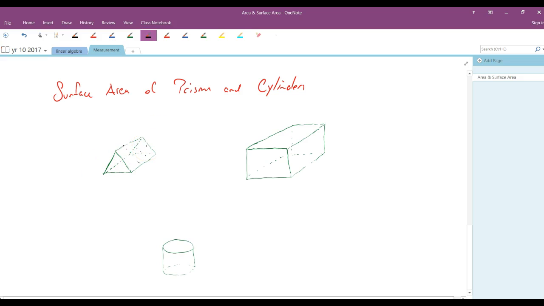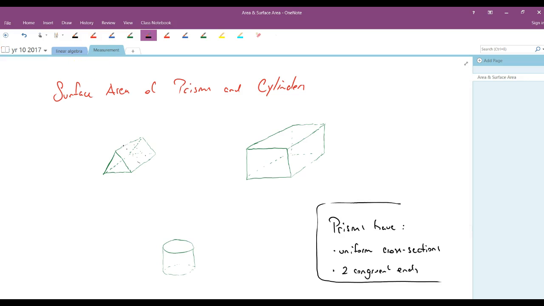That's what our prisms look like, as opposed to our pyramids, which have a base but then triangular side faces leading to a point. Here we've got uniformity through the cross section and two congruent ends. I've just made that point about prisms and what defines them: uniform cross sections and two congruent ends. Those congruent end shapes define what sort of prism we have.